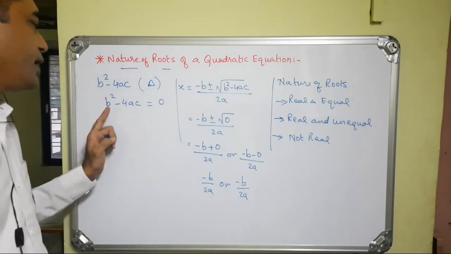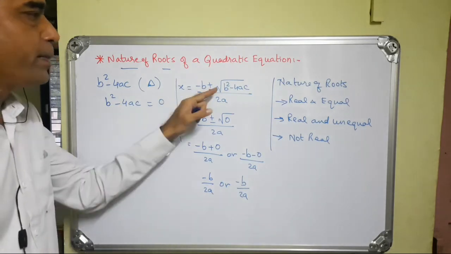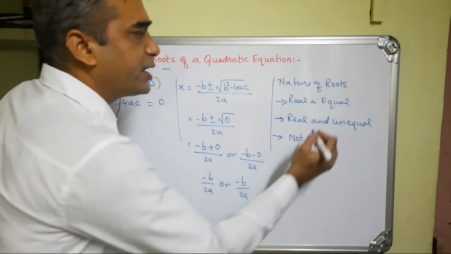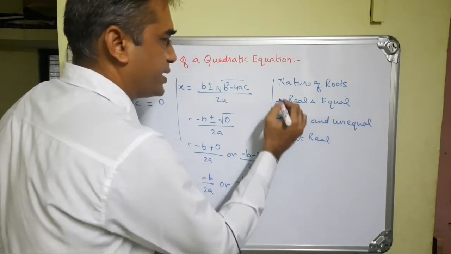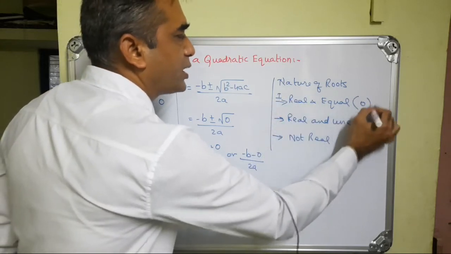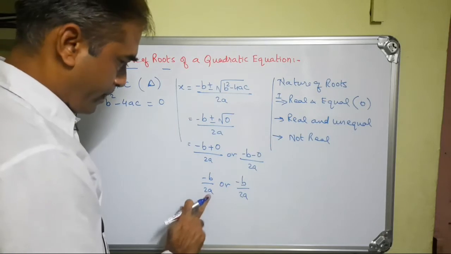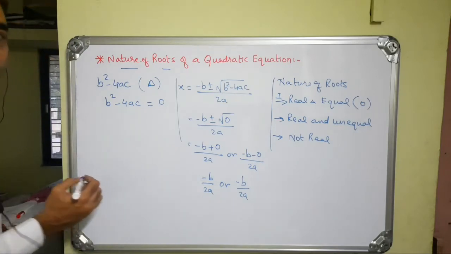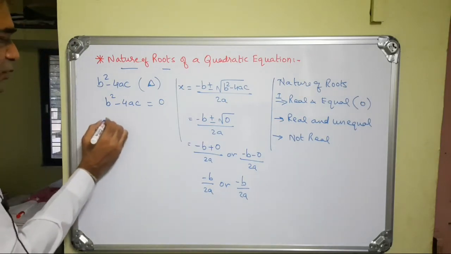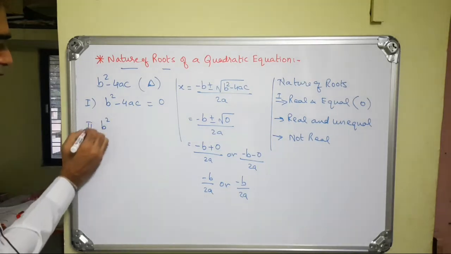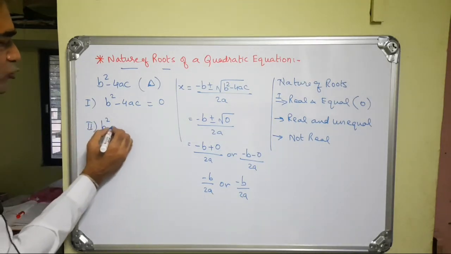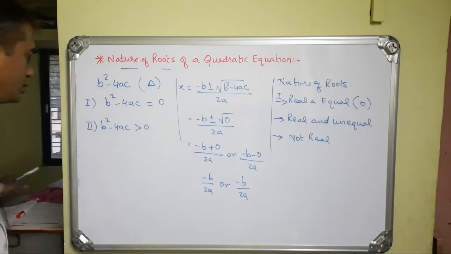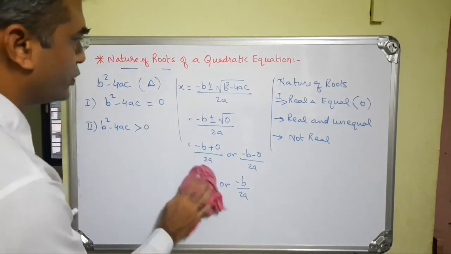So it is said that if the value of delta is 0, then the roots are real numbers and equal numbers. This is the first case: where the value of delta is 0, the roots are real and equal. Second case: if the value of delta, that is b square minus 4ac, is greater than 0, then what happens?